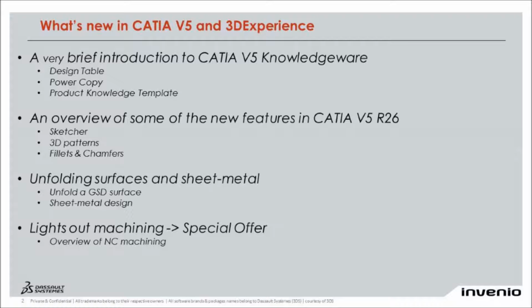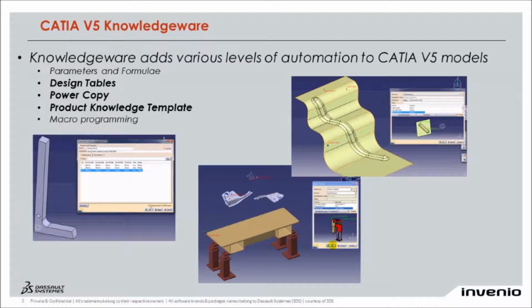Just going to start off with CATIA V5 knowledgeware, such as design tables, power copies, and those sorts of things. Then I'm going to look at an overview of some of the new features in CATIA V5 R20, 5 and 6. Then we're going to look at unfolding surfaces and a little bit of sheet metal. And then Dassault have a special offer on this month on lights out machining, so we're going to look at some of the CATIA machining functions in not much depth.